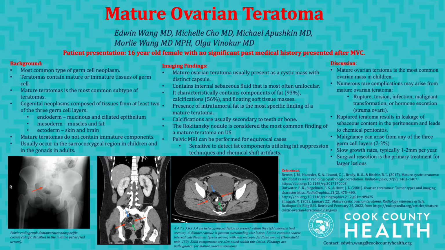Malignancy can arise from any of the three germ cell layers. Malignant transformation was reported at about 2 to 3% and is more common in children. Mature cystic teratomas are known to have slow growth rates, usually 1 to 2 millimeters per year. So non-surgical treatment is typical for most patients, and annual follow-up for lesions less than 7 centimeters is needed to monitor growth. Surgical resection is the primary treatment for larger lesions because teratomas can invade adjacent structures and usually are pretty well encapsulated, so surgical removal is fairly easy.